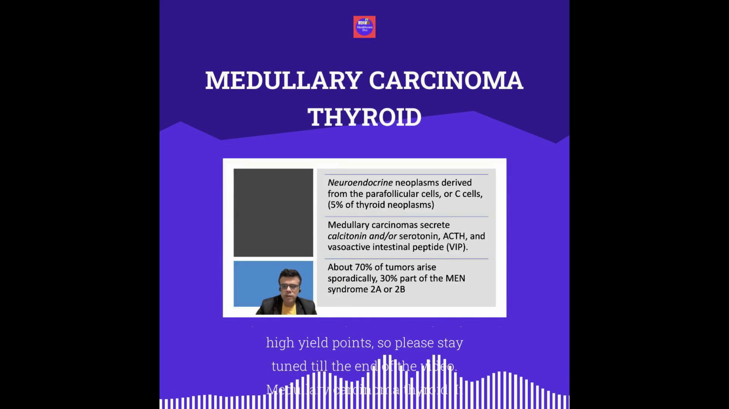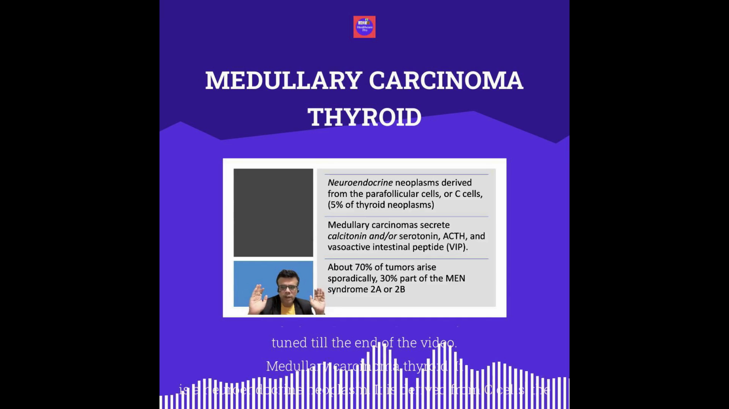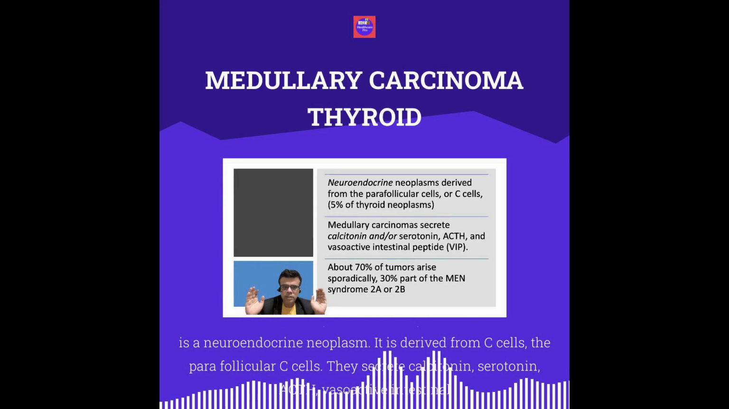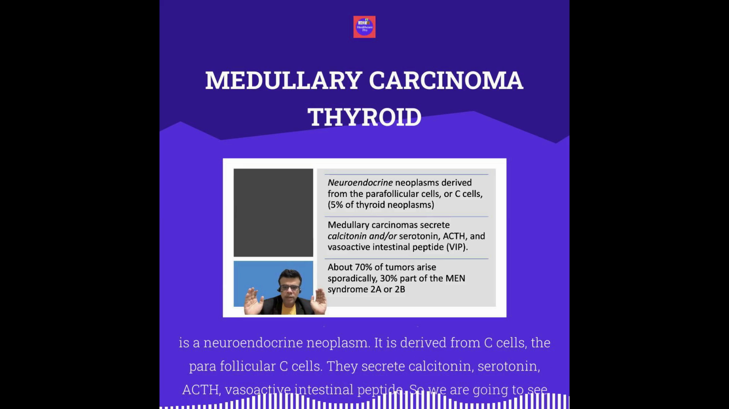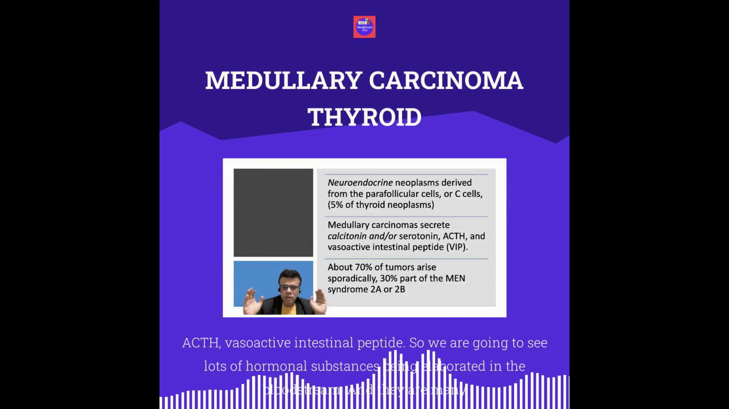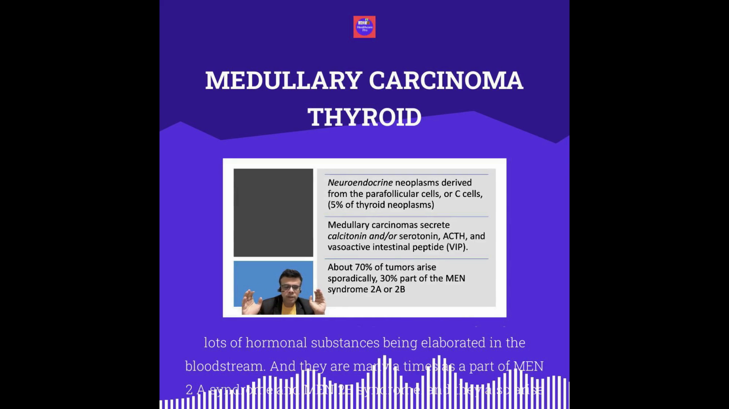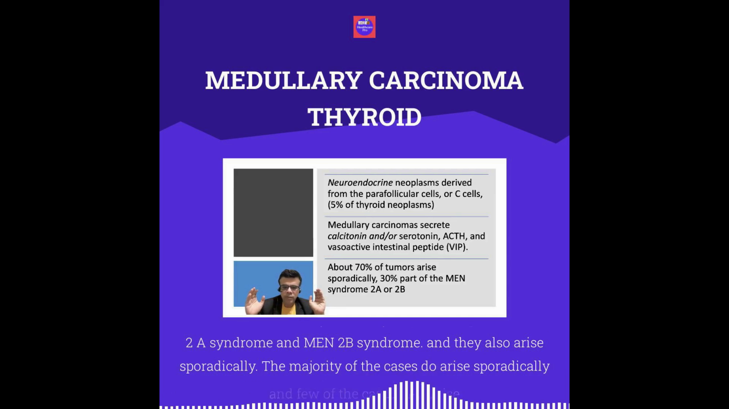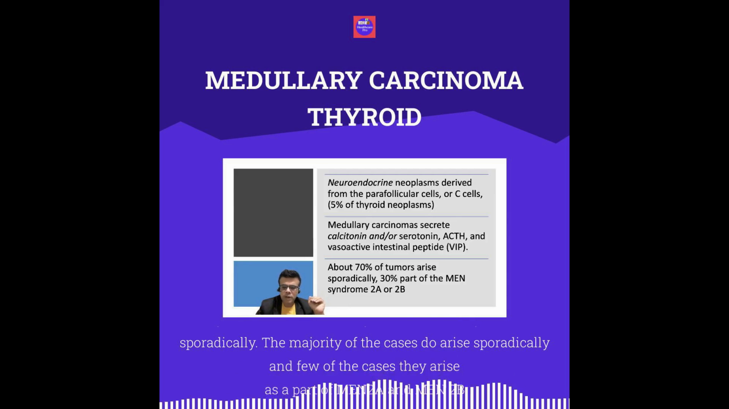Medullary carcinoma of thyroid is a neuroendocrine neoplasm. It is derived from C cells, the parafollicular C cells. They secrete calcitonin, serotonin, ACTH, vasoactive intestinal peptide. So we are going to see lots of hormonal substances being elaborated in the bloodstream, and many a times they occur as a part of MEN 2A syndrome and 2B syndrome, and sometimes they also arise sporadically. Majority of the cases do arise sporadically, and few of the cases arise as a part of MEN 2A and 2B syndrome.